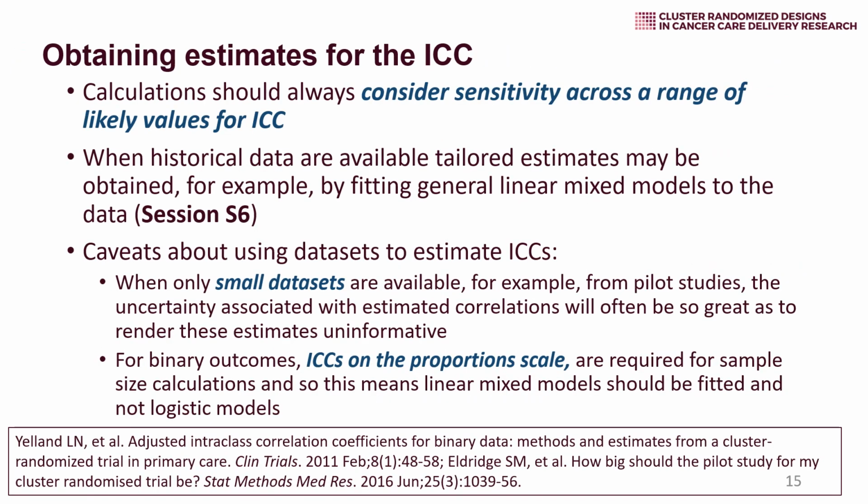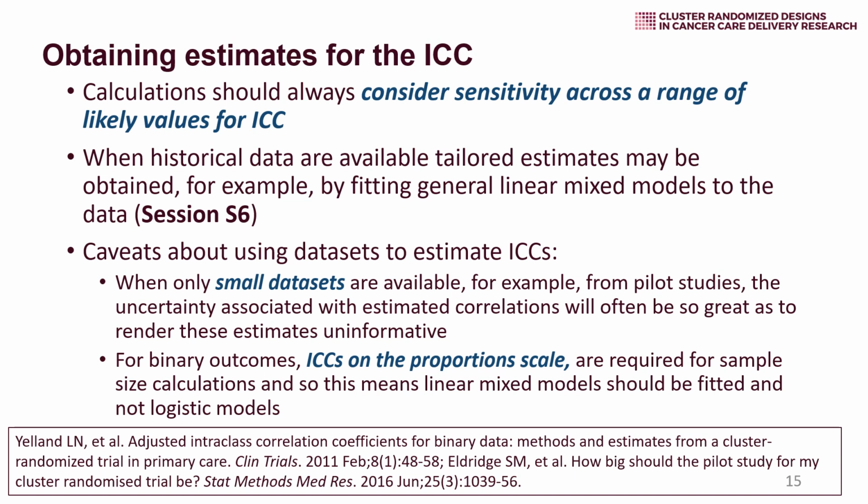So those are two nice simple formulas for determining the required sample size under a cluster randomized trial for either testing the difference between two means or two proportions. But notice that those formulas depend on the intra-cluster correlation, the ICC. So we need to obtain estimates for the ICC. Now, calculations should always consider sensitivity across a range of likely values for the ICC.